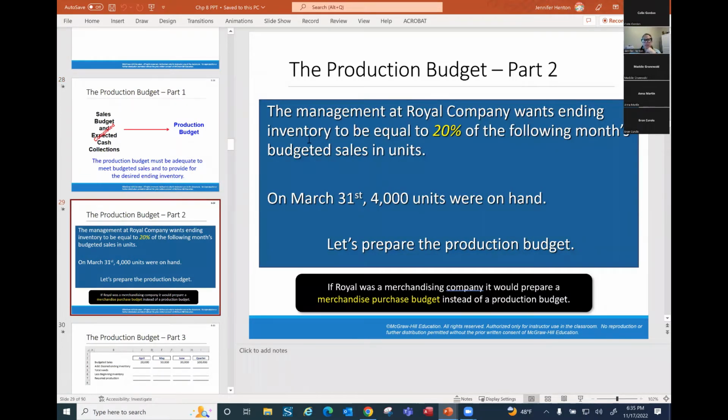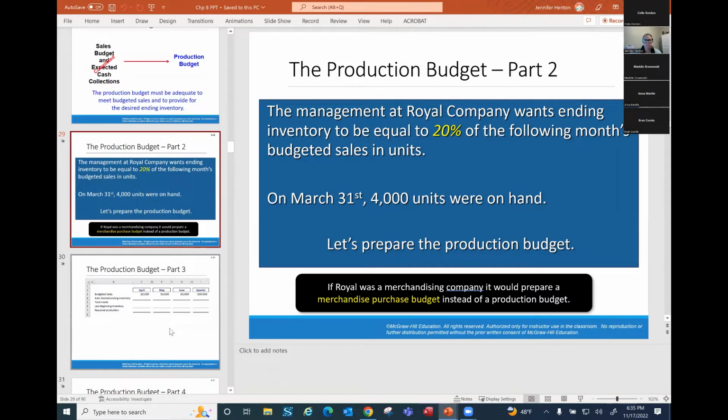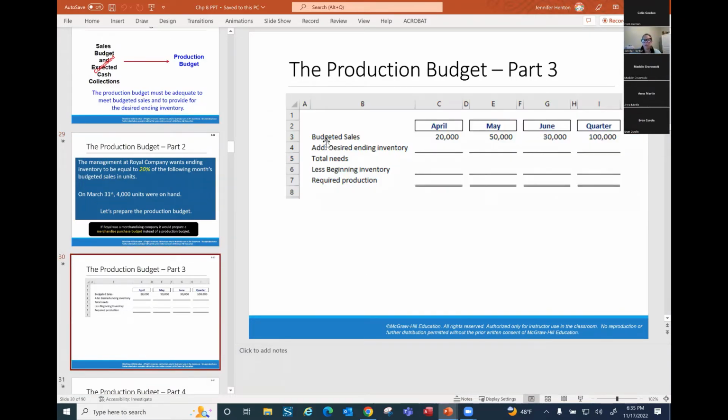All right, so the management at Royal Company wants ending inventory to be equal to 20% of the following month's budgeted sales in units. On March 31st, 4,000 units were on hand. And so now we're going to prepare the production budget. So we're bringing in our budgeted sales. We have our units here: 20,000, 50,000, 30,000, 100,000 for the quarter. That's just information that was given to us.